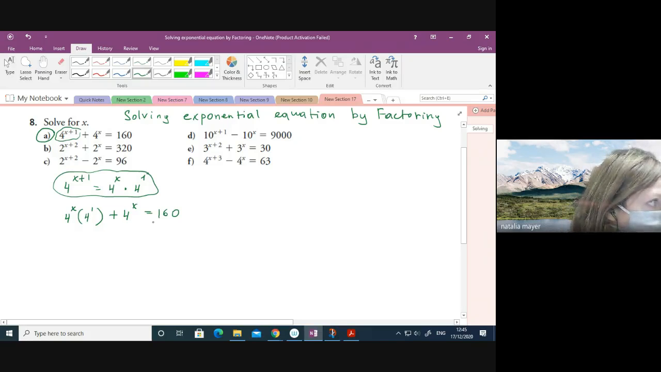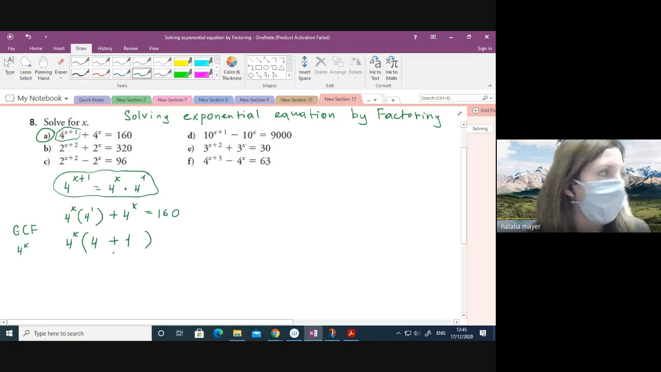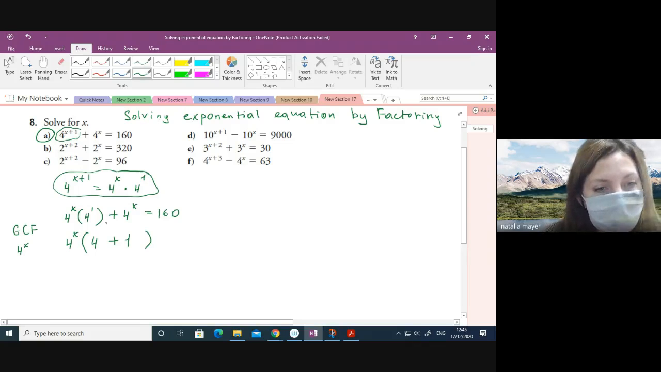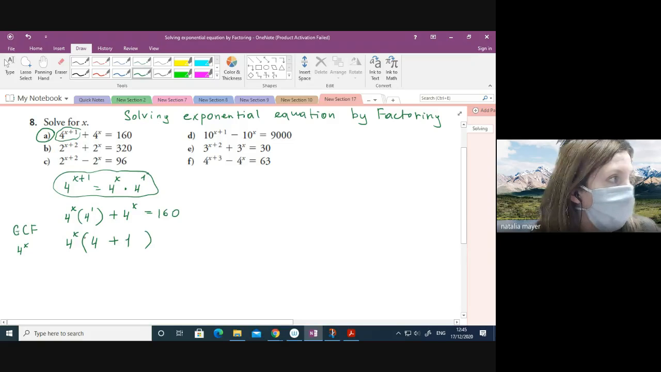Now I am ready to factor. So greatest common factor, which is 4 to the power of x. If I factor 4 to the power of x out, what will be left from this expression? Only 4, right? 4 to the power of 1 is 4. Now, please be focused. If I factor out 4 to the power of x from this one, what will be left? 1. Because factoring means dividing. When I'm factoring this out, I divide each of the expressions by 4 to the power of x. So 4 to the power of x over 4 to the power of x is going to be 1.